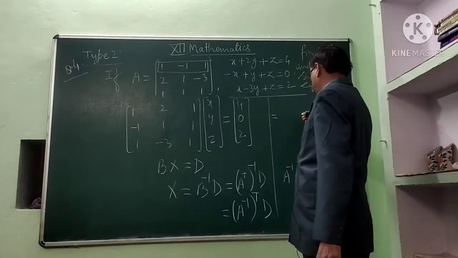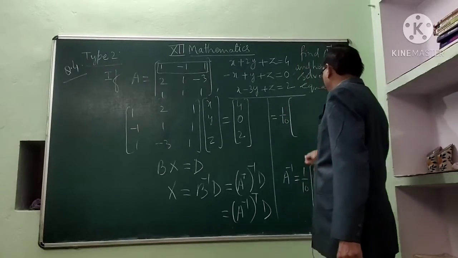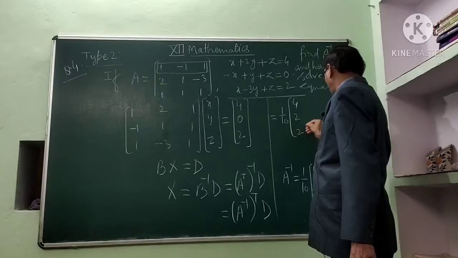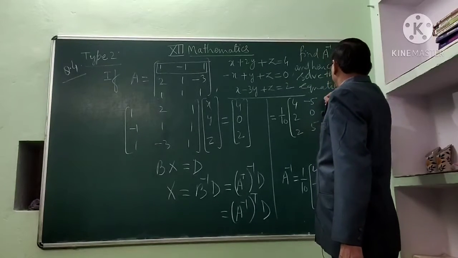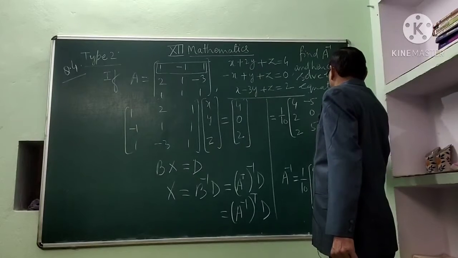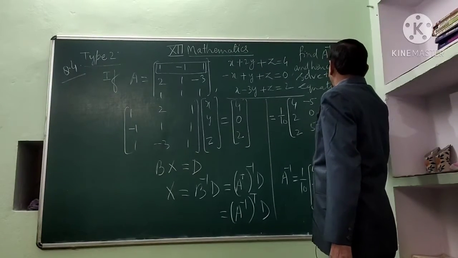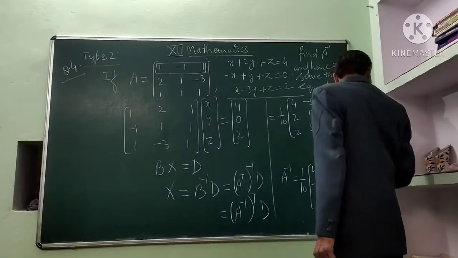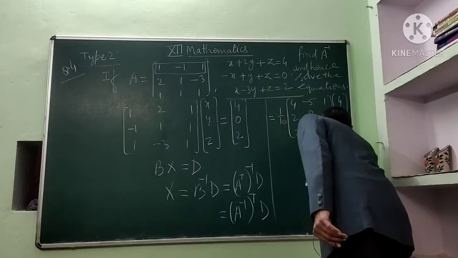So it is 1 upon 10. Take the transpose of this: [4, 2, 2; -5, 0, 5; 1, -2, 3]. Times the elements 4, 0, 2. Let us multiply that.